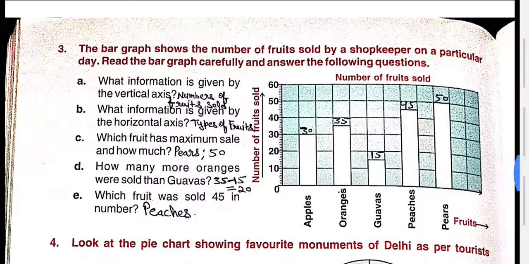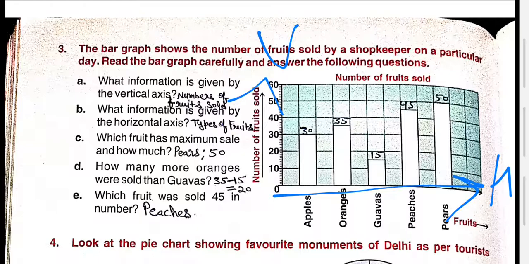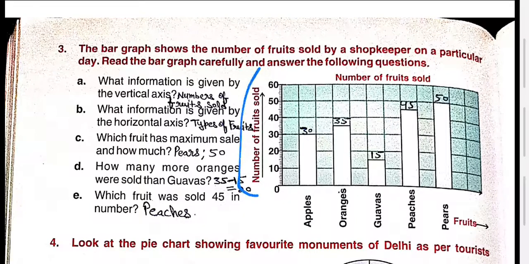Now what is the first question? What information is given by the vertical axis? All of you know that this one is known as the horizontal axis and this one is known as the vertical axis. Or you can say that the x-axis is the horizontal and the y-axis is the vertical. So what information is given by the vertical axis? Just see what is written here. Here it is written number of fruits sold. So your answer is the same: the number of fruits sold is given by the vertical axis.